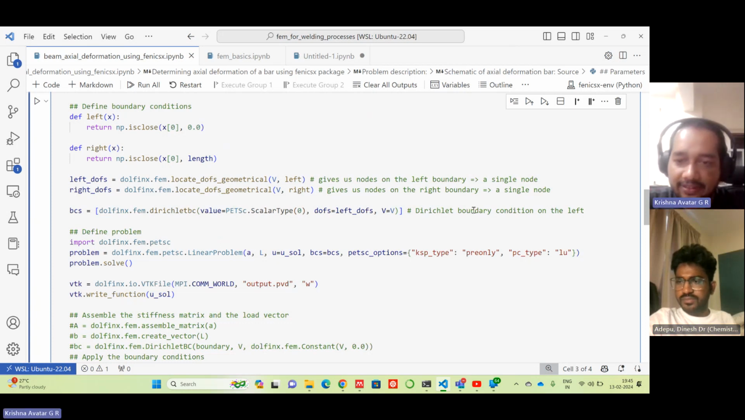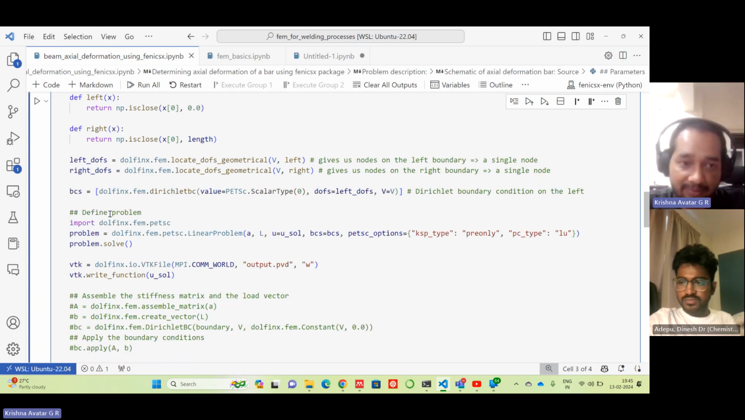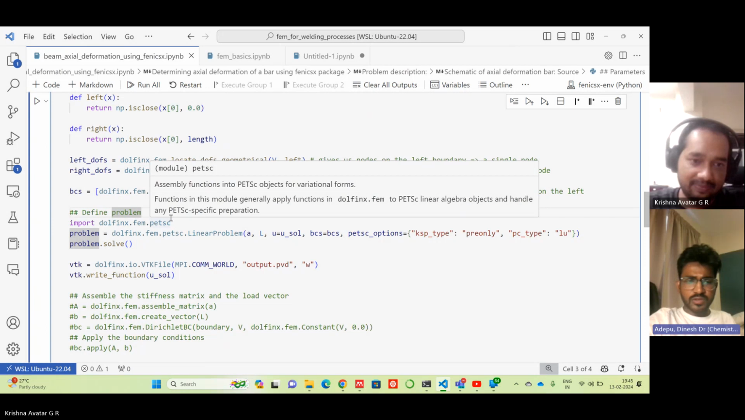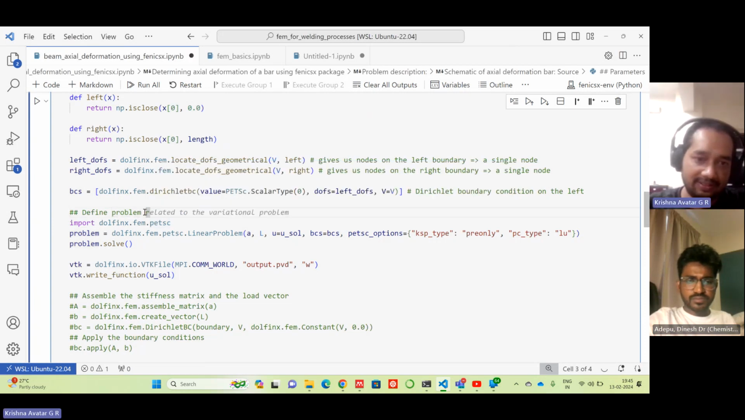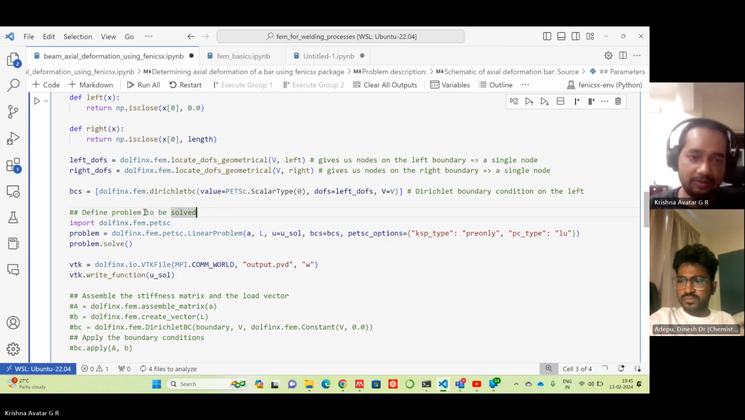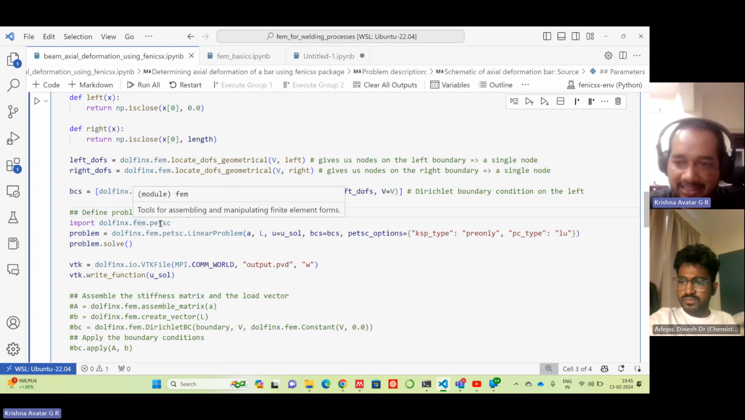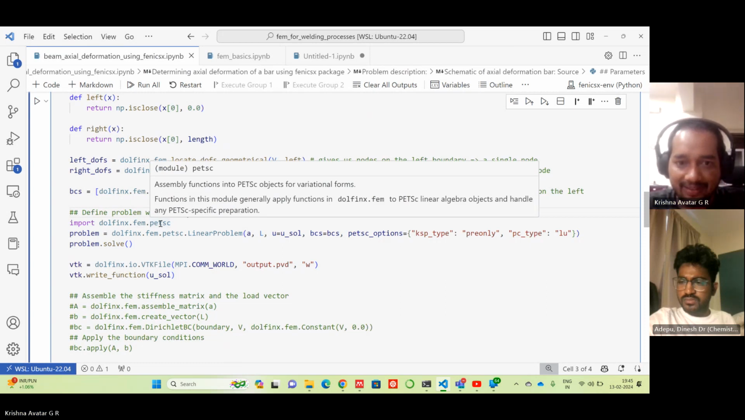So once we have given the Dirichlet boundary condition on the left, now we'll define the problem to be solved. So with this, import dolfinx.fem.petsc library, linear algebra.